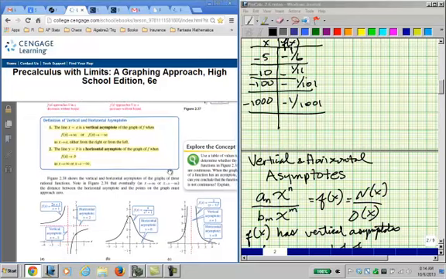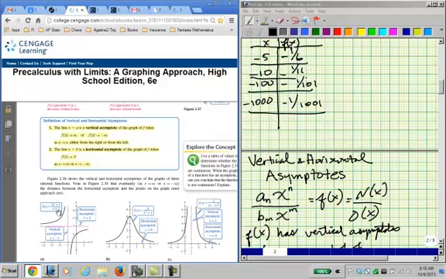And so we have some definitions of asymptotes. You already know these. Okay, the line x equals a is a vertical asymptote of the graph of f when f of x approaches positive infinity or f of x approaches negative infinity, as x approaches a either from the right or the left, and so on.